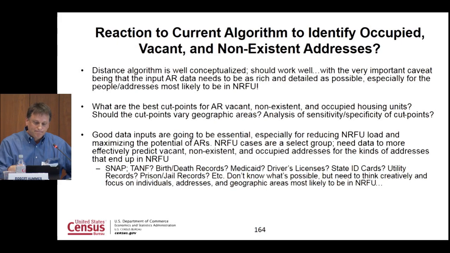Okay, so my reaction to your current algorithm, that was one of your questions. I think the distance algorithm is well conceptualized. I think it should work well. The very important caveat being that the input data needs to be as rich and detailed as possible, especially for the people and addresses most likely to be in NRFU. You've got a selection issue here.